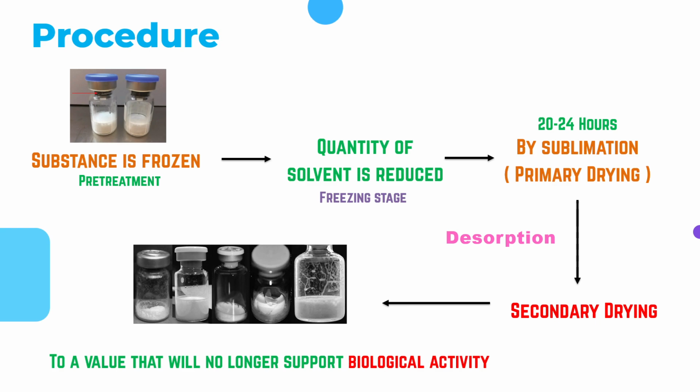Then at the second step, it is called the freezing stage, in which the sample is frozen into ice in deep pressure to reduce the quantity of solvent. Then at the next step, it is the sublimation process, or we can also call it primary drying.